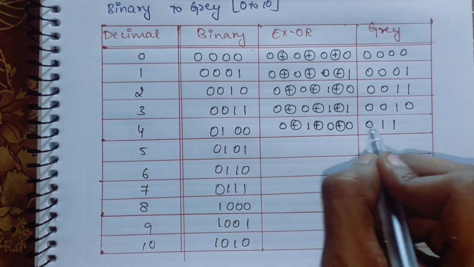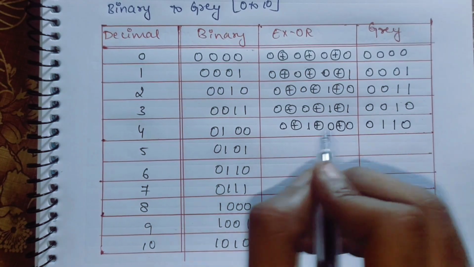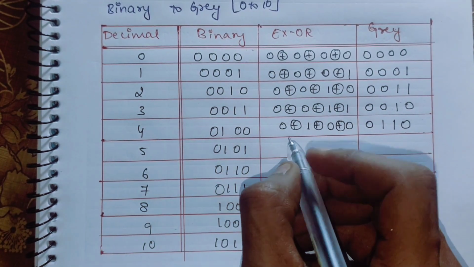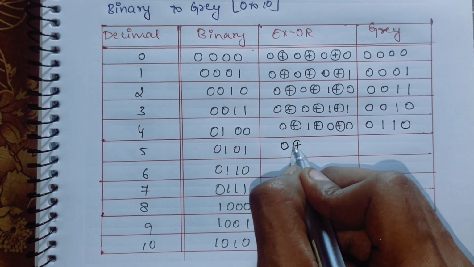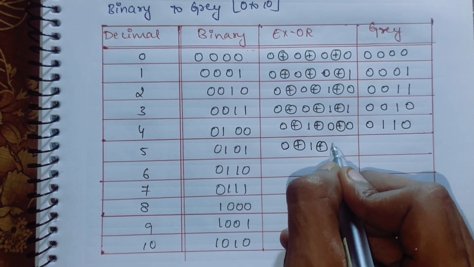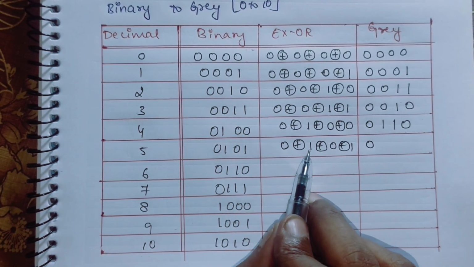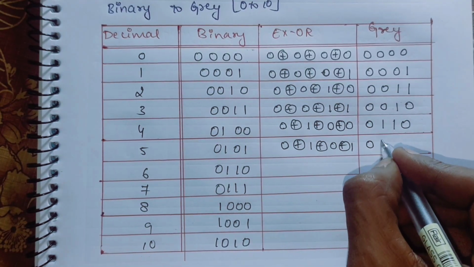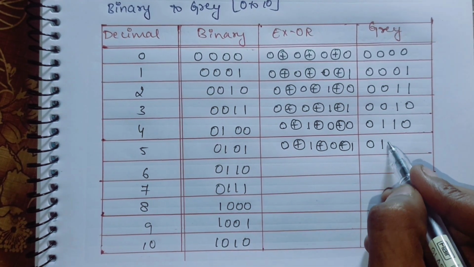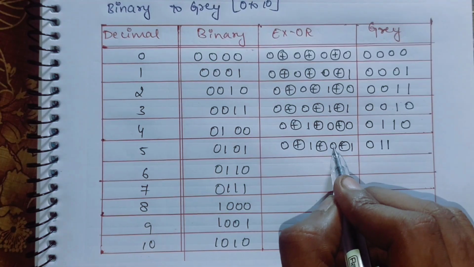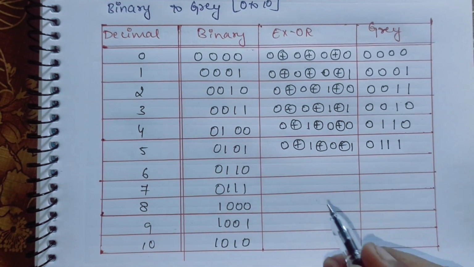0 XOR with 0, it is 0. Now let's move for 5. 0 XOR with 1 XOR with 0 XOR with 1. 0 will be here. 0 XOR with 1 is 1. 1 XOR with 0, it is 1. 0 XOR with 1, it is 1.